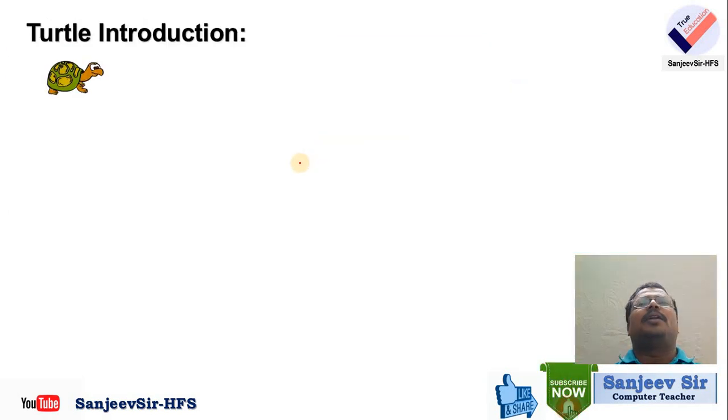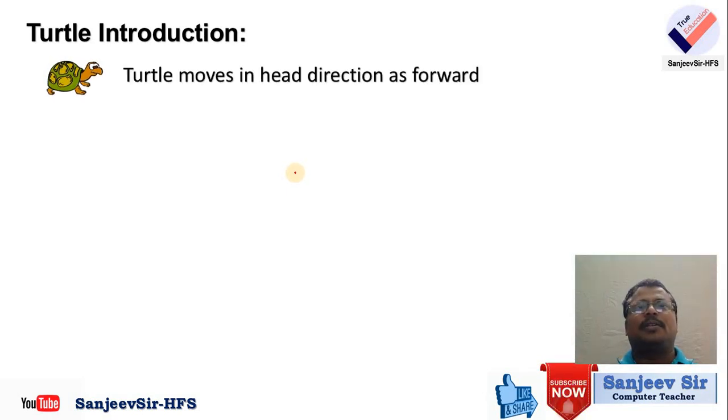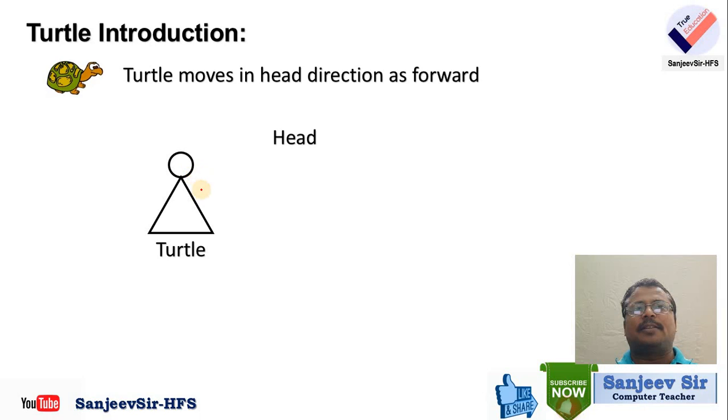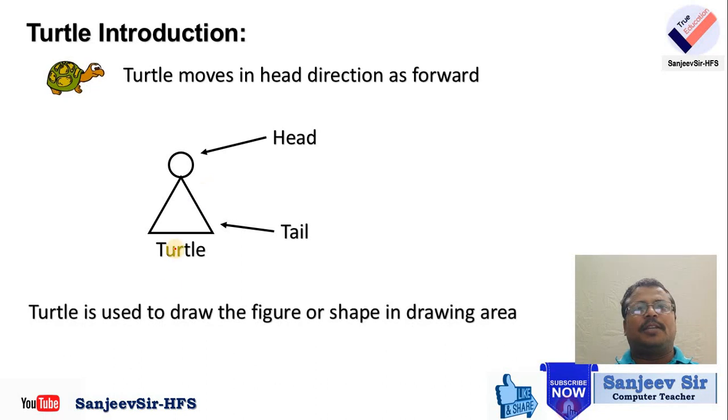Okay, now next is the turtle introduction. We understand what the turtle is and how it works. The turtle moves in the head direction as forward. So this is the turtle. You see this is the head section, this one is the head and this one is the tail. So the turtle is like this, we will see on the screen in the figures or questions I will provide you. The turtle is used to draw figures or shapes in the drawing area. That means using this turtle we will draw figures or shapes in the drawing area, which is the upper part of the MSW window.